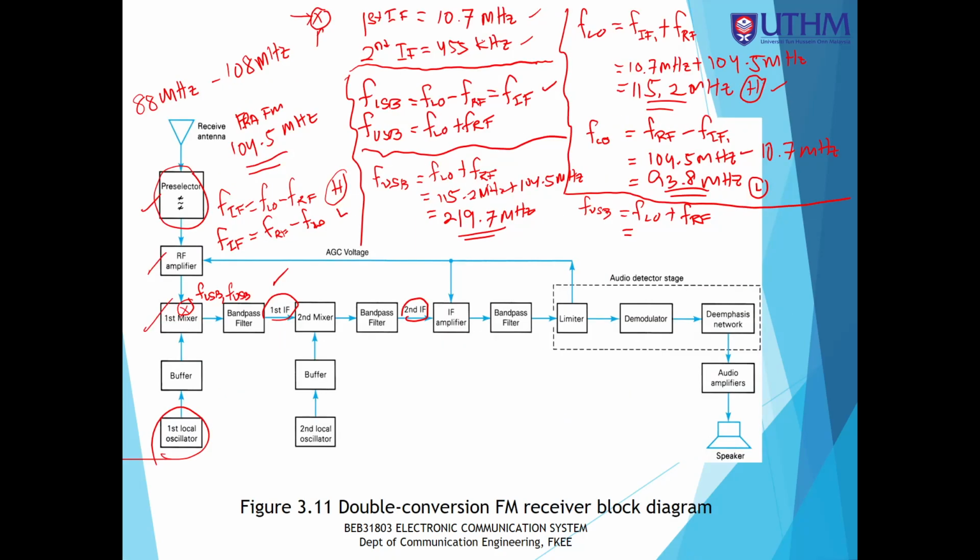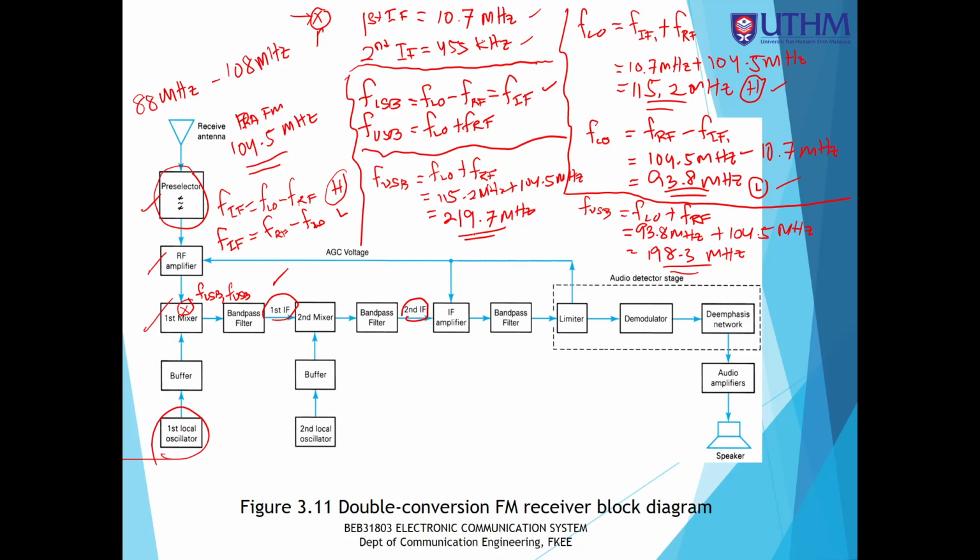So for low side injection, we already found the value from the previous calculation, which is 93.8 megahertz, plus the radio station that I want to listen to, which is 104.5 megahertz. So the value is 198.3 megahertz. This is if we use a low side injection.